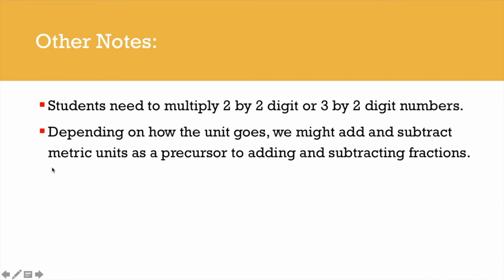And one thing I'll just mention is that depending on how the unit goes, we might also just insert the metric system a bit and adding and subtracting metric units. Two reasons for that. You use multiplication to convert in the metric system, so that's a connection. But then adding and subtracting metric units is a precursor to adding and subtracting fractions.